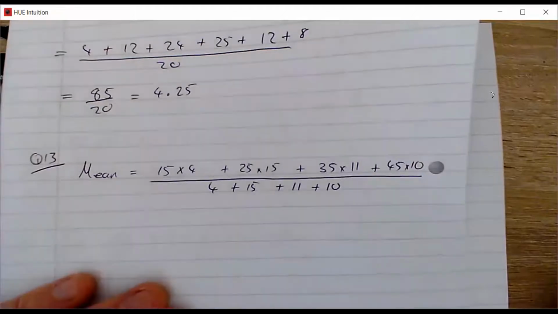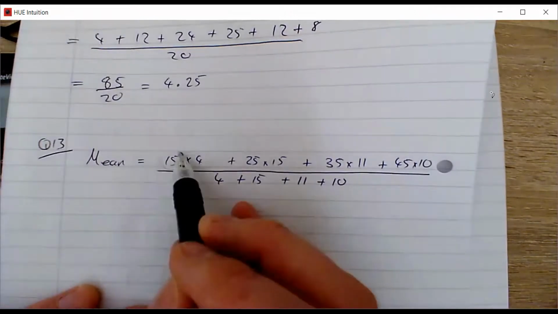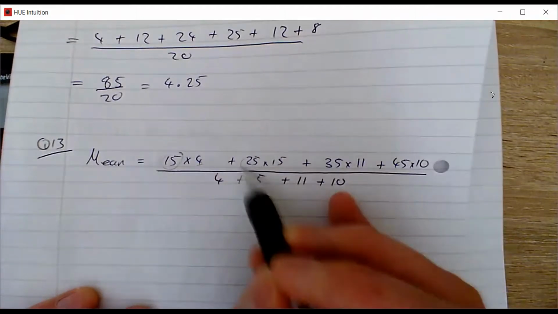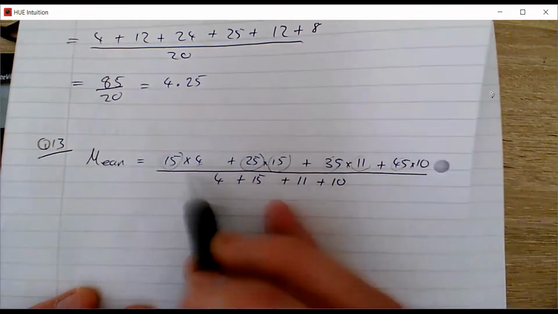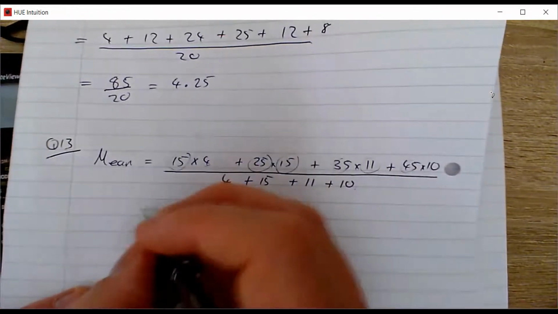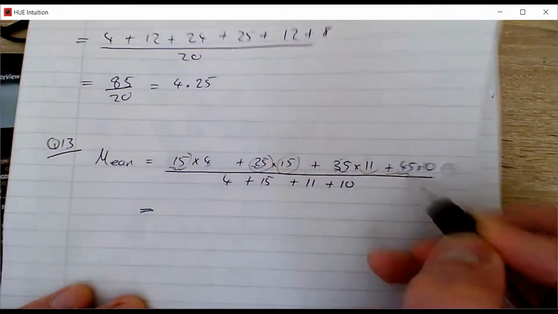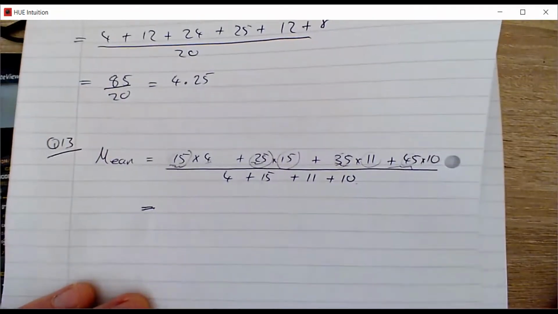Okay, so calculating the mean of that set of numbers, you say 15, the mid-interval value multiplied by 4, the frequency. Value multiplied by frequency, value by frequency, value by frequency, add them all together. Number of people surveyed, 4 plus 15 plus 11 plus 10. And what you have here is an estimate of the mean, because that 15, 25, 35, 45, those are estimates of the age. So just be a little bit careful about how much certainty you put onto this, that it's an estimate of the mean, not a definite mean.